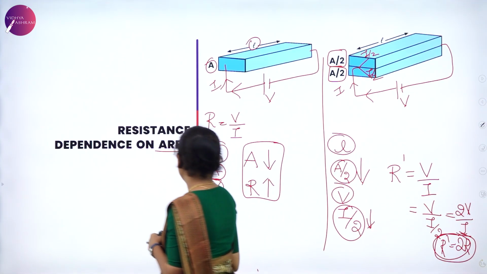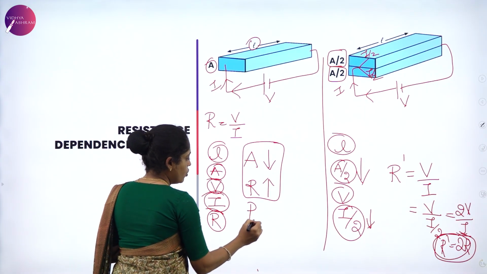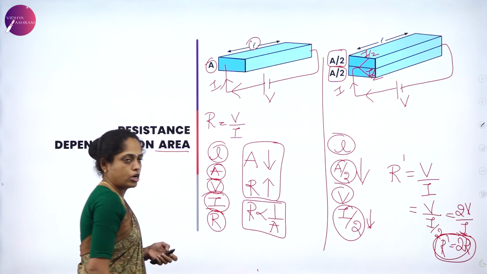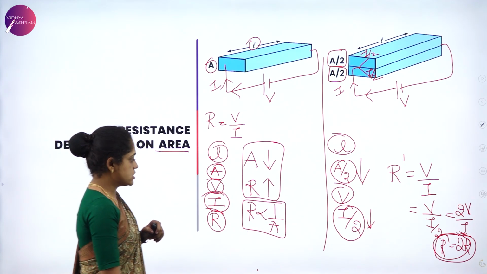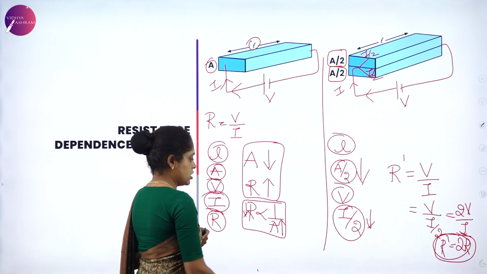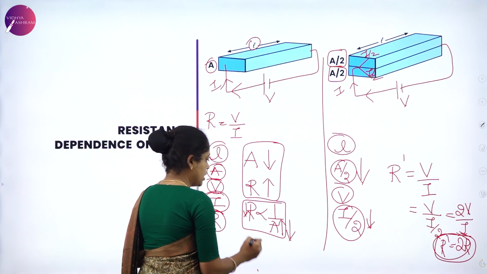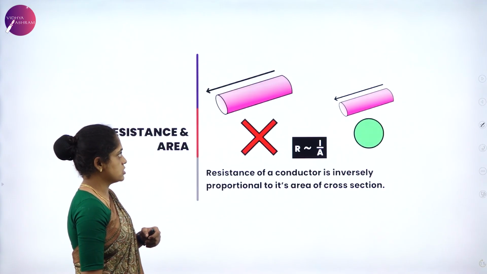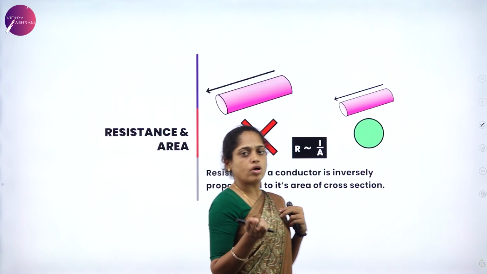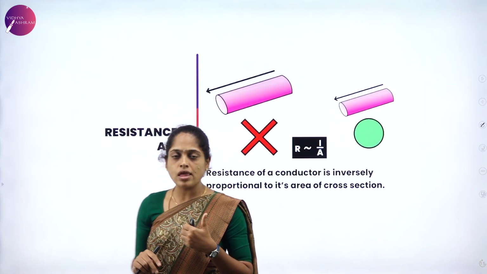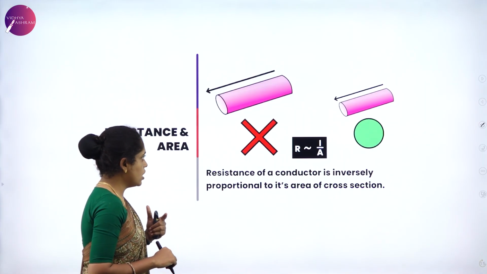Resistance is inversely proportional to area. As the area increases, resistance decreases, or area decreases, resistance increases. Yes. What are the two quantities on which the resistance depends? Resistance depends upon the length. Resistance depends upon the area.